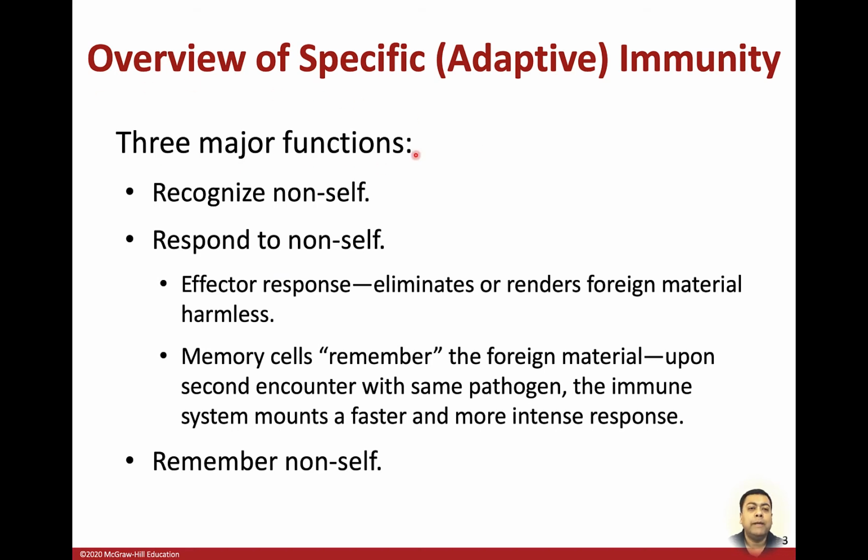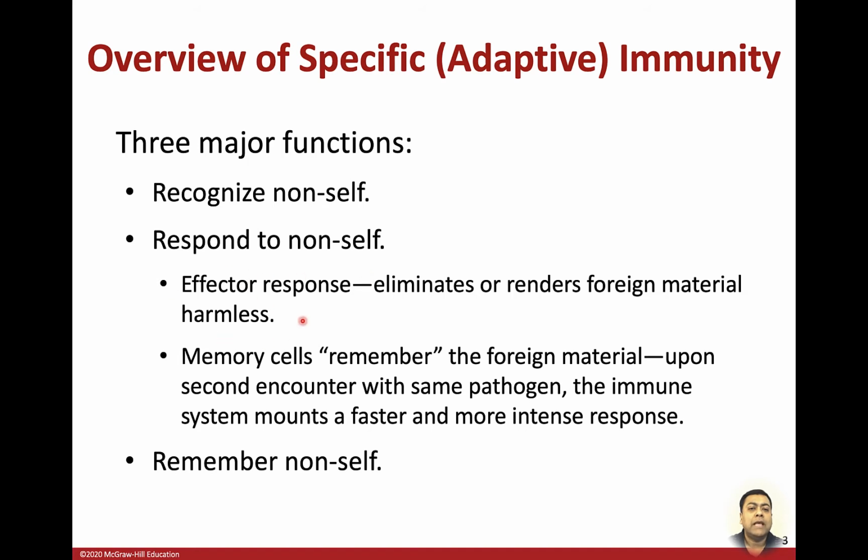This has 3 major functions. It recognizes non-self. What we mean by non-self is that if there is a foreign antigen coming in, it should recognize that non-self. We are going to talk about that in detail. It responds to non-self. The effector response means that it will eliminate or render foreign material harmless. This could be a pathogen, a molecule, a toxin, it could be anything. We are going to elaborate on that in detail.